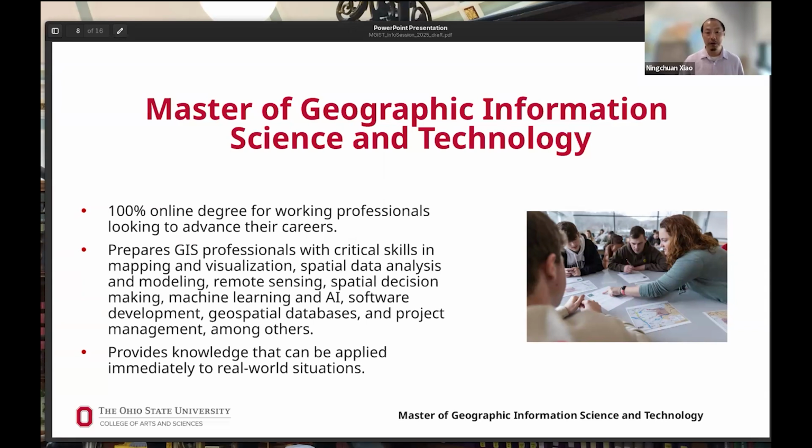Our program will prepare you with critical skills in mapping and visualization, spatial data analysis and modeling, remote sensing, spatial decision-making, machine learning and artificial intelligence, software development, geospatial databases, and project management, among many other topics. So you will be able to apply these cutting-edge skills to a wide range of applications, from natural resources management to public health to transportation, you name it, as long as you are dealing with geospatial data.